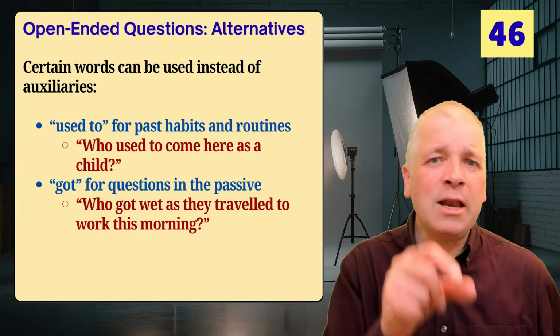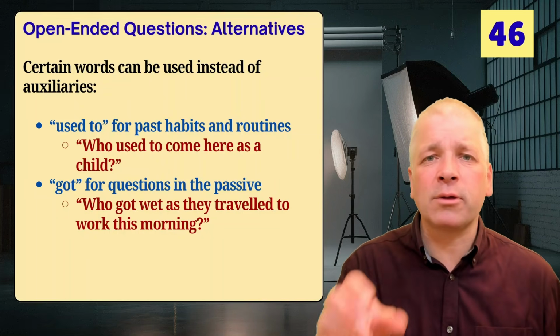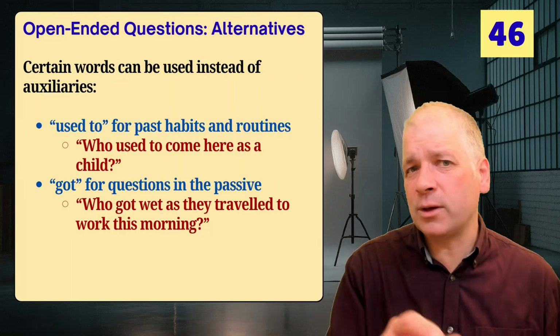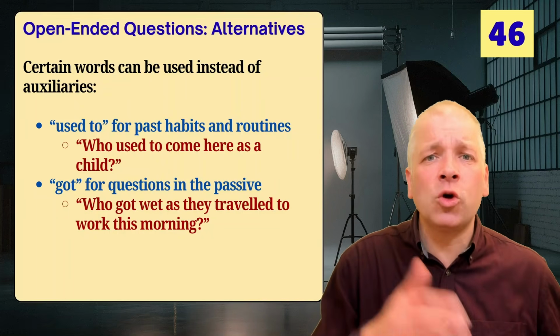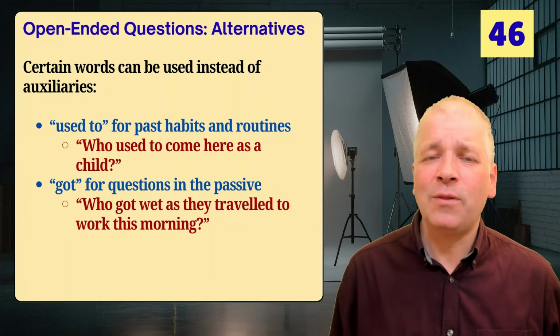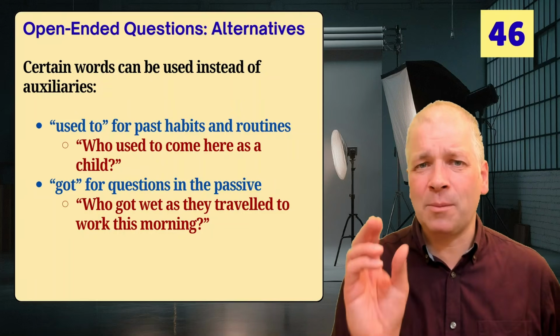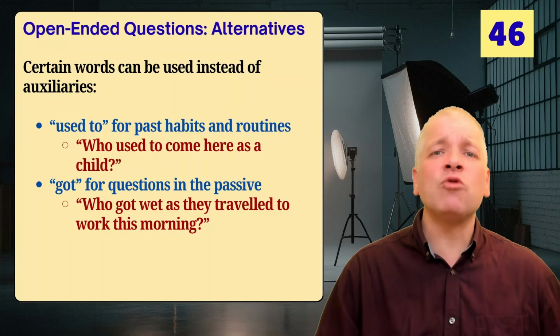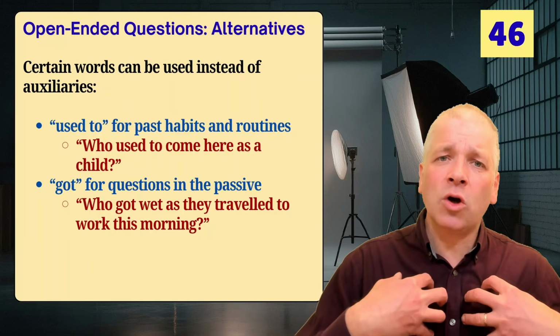Got would be the main verb if it's who got wet, because wet is an adjective and got is the only verb here. But if I said who got soaked, then soaked is an activity, the main verb, and got means that you received it. Who got soaked?